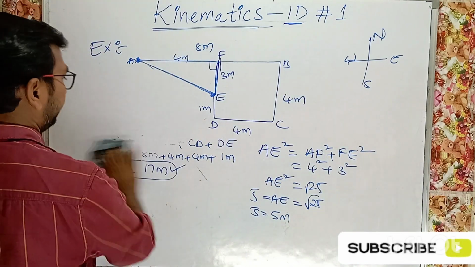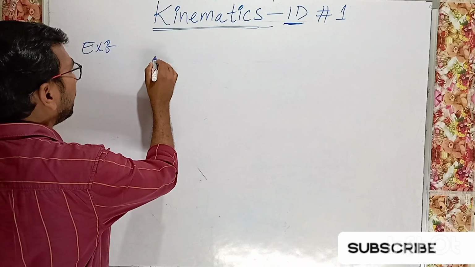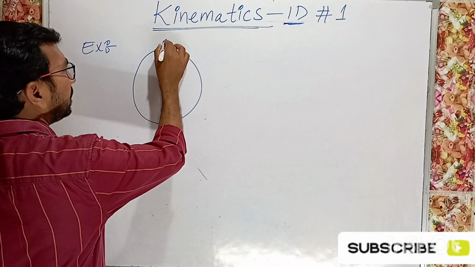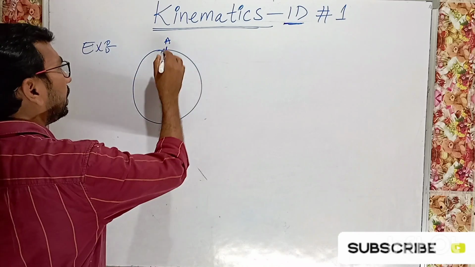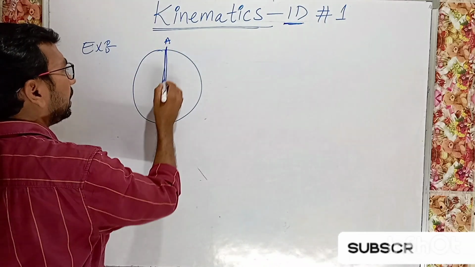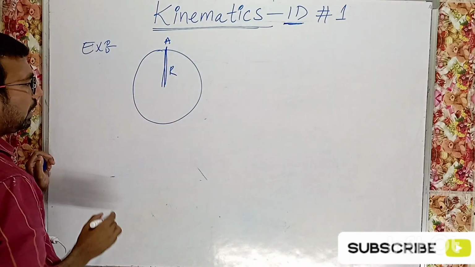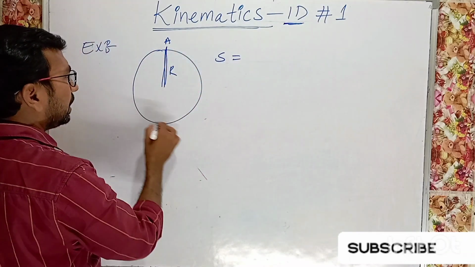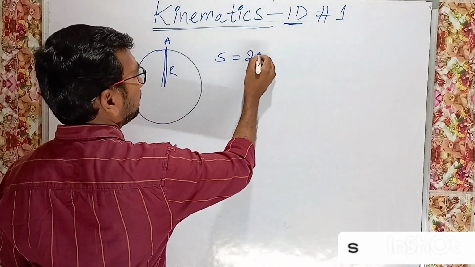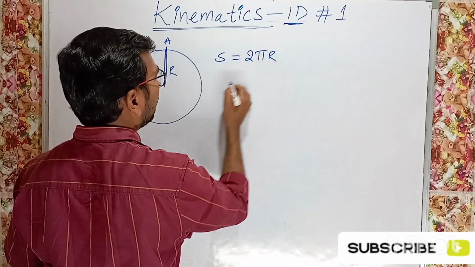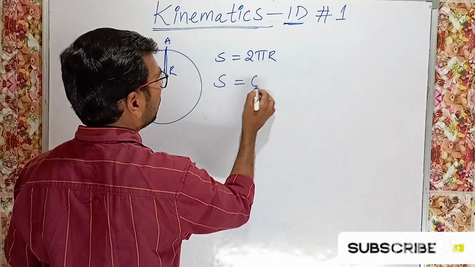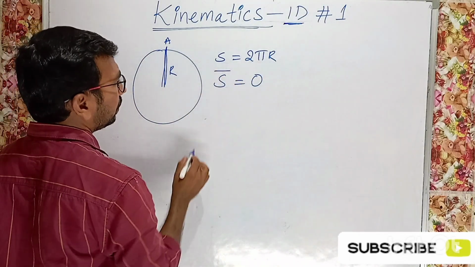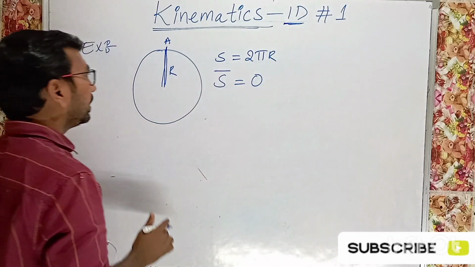Next example, in case a particle is moving along a circular path. A person starts at A and again reaches A only. The radius of the circle is R. In this case you can find out distance and displacement. Distance is equal to the circumference of the circle, 2 pi r. What about displacement? Displacement is equal to 0. Where the initial point and final point both coincide, displacement is equal to 0.